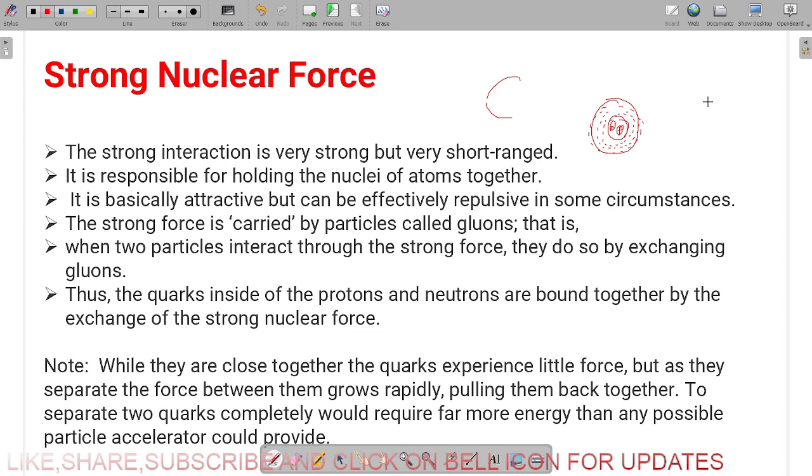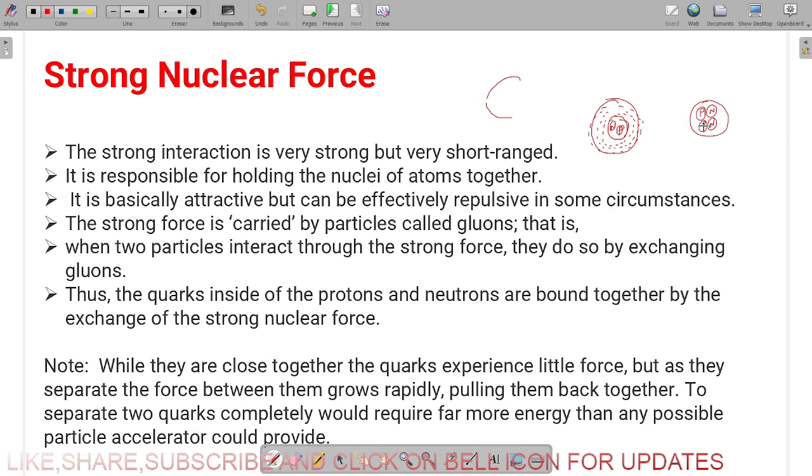Let me separately draw the nucleus here. There is one proton here, one neutron here, again a proton here, and a neutron here. See, what is the strong nuclear force? Strong nuclear force is the force that exists between protons and neutrons in a nucleus. The force that exists between protons and neutrons in a nucleus is very strong.